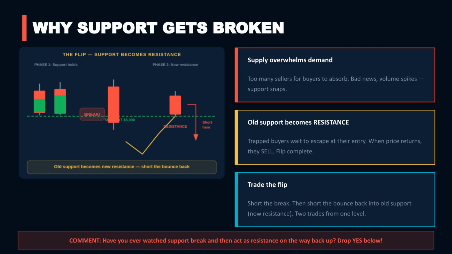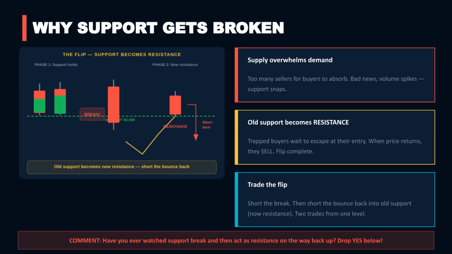Here's a question. If support at $5,090 has held 3 times, why would it break the 4th time? Because supply overwhelmed demand. Think about it. If support holds, it's because buyers keep stepping in at that level. But what if one day there are too many sellers? This often happens after bad news. Maybe earnings are bad. Maybe the Fed raises rates. Suddenly, everybody wants to sell. The support that held for months just snaps.